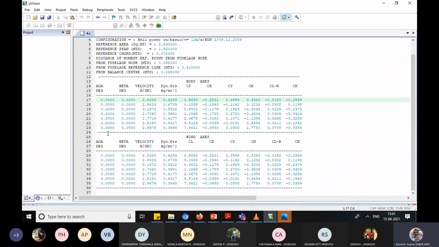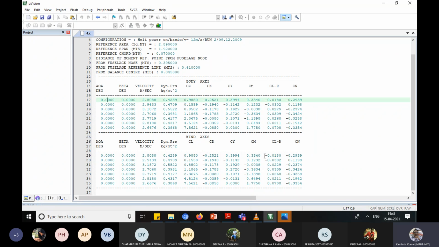So what is this? This is tested for zero angle of attack. This is the velocity, this is the dynamic pressure inside the wind tunnel, and then this is the body axis related. So you have the z direction, the x direction, the lateral direction, then pitching moment, rolling moment, and then yawing moment. These are the coefficients in the body axis. This is the wind axis, like lift coefficient, drag coefficient, then lateral coefficient, then pitching moment, rolling moment, and yawing coefficients.